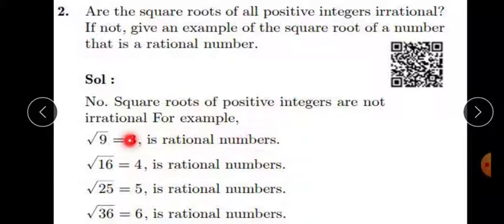That means the square roots of all perfect squares, meaning 4, 9, 16, 25, 36, will give rational numbers. So the answer is no. Square roots of positive integers are not all irrational.